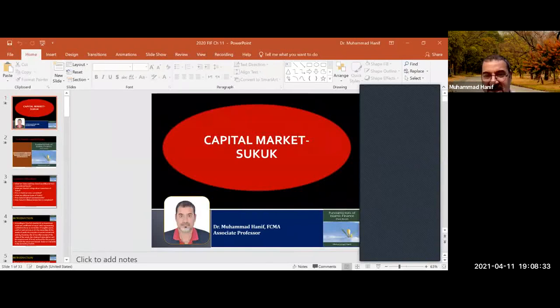Our topic for today is capital market Sukuk, Islamic bonds. You were studying bonds in the last class. So now you are going to have an introduction of Islamic bonds. Sukuk, we call it Sukuk.